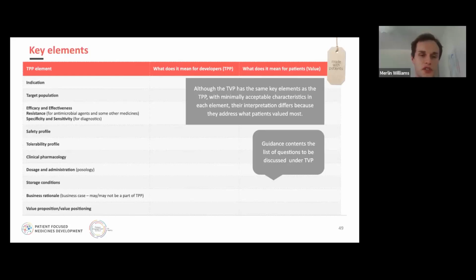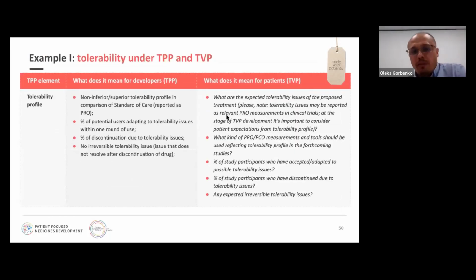And so we've got two examples that we just want to touch on, and I'll let him go through the first one. Chief, if you can move forward. So why we selected these two examples: as Marilyn just said, in the guidance document we have all aspects clarified, and a long list of questions to be discussed with patients on the value profile.